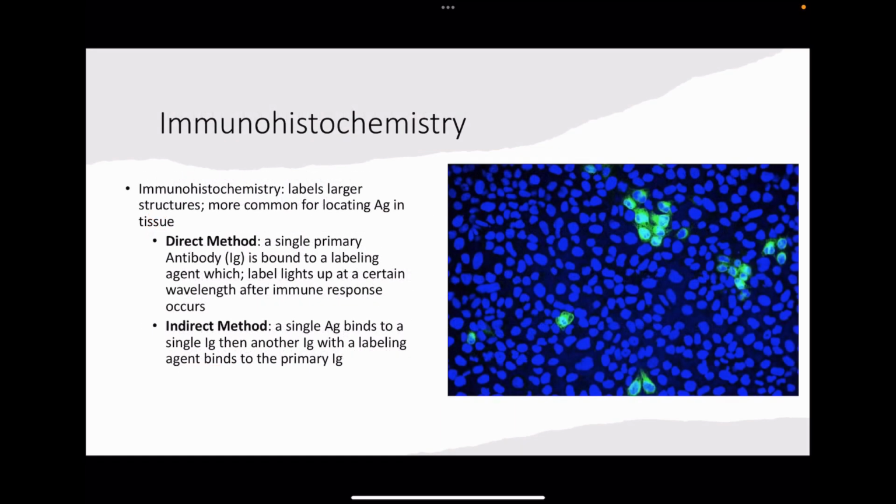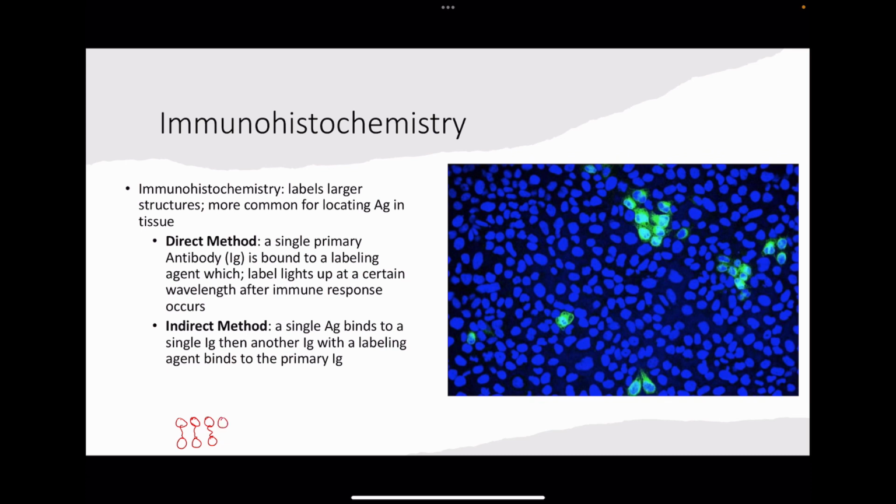So focusing a little bit more on immunohistochemistry, we can break this process down into two different types of methods. We have the direct method and then we have the indirect method. So the direct method is when you have a single primary antibody binding to a labeling agent, so it's already bound. So let's say we have our tissue sample here.